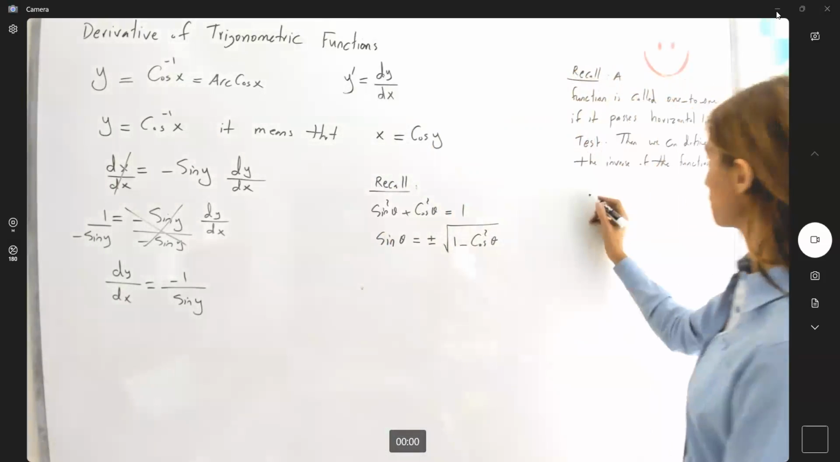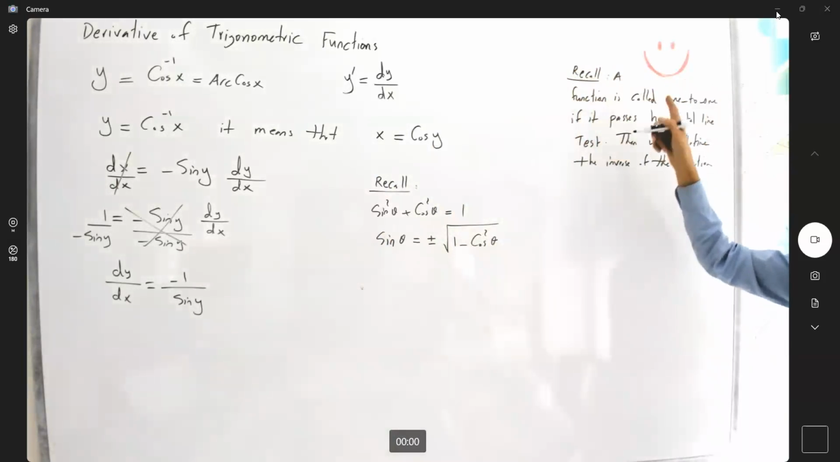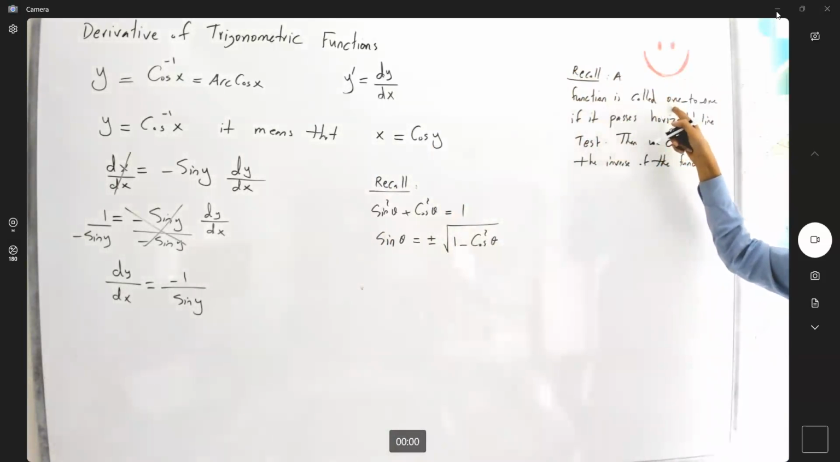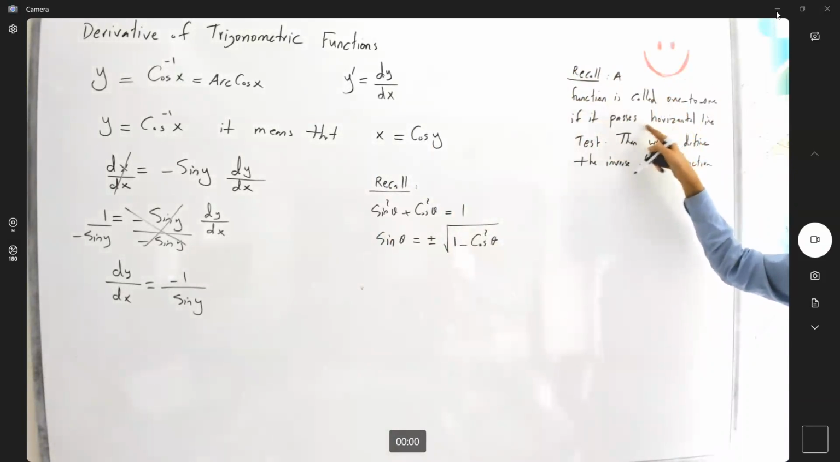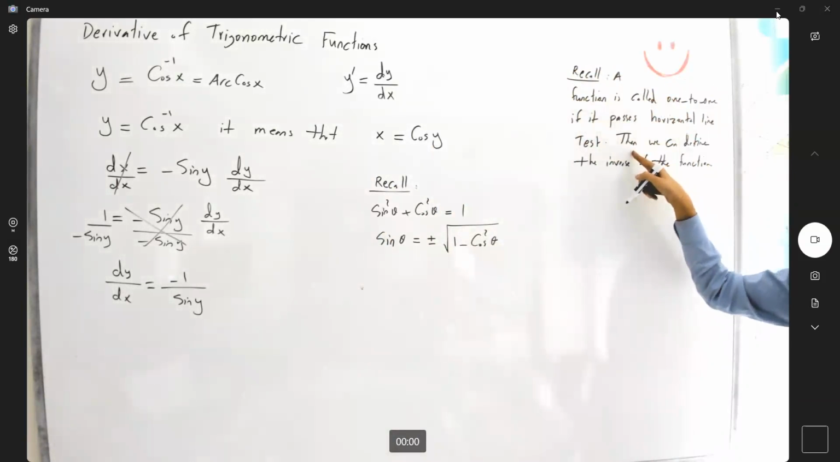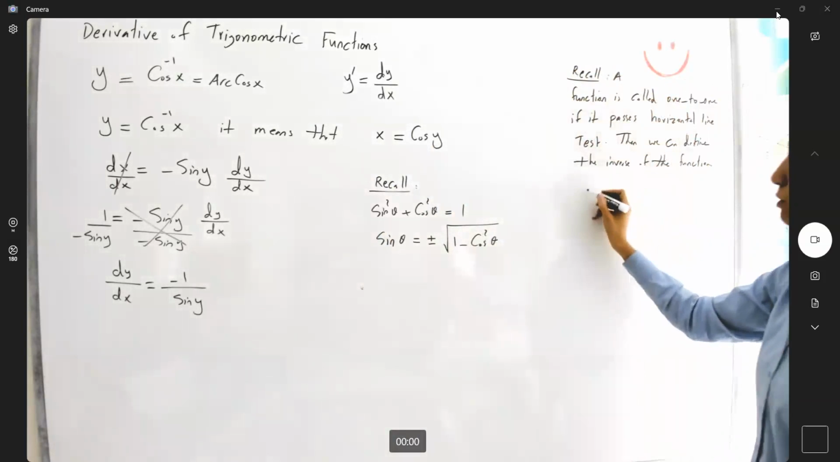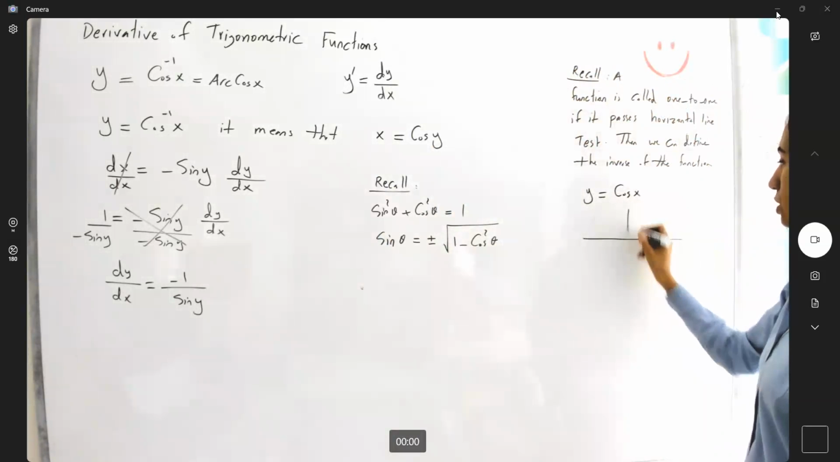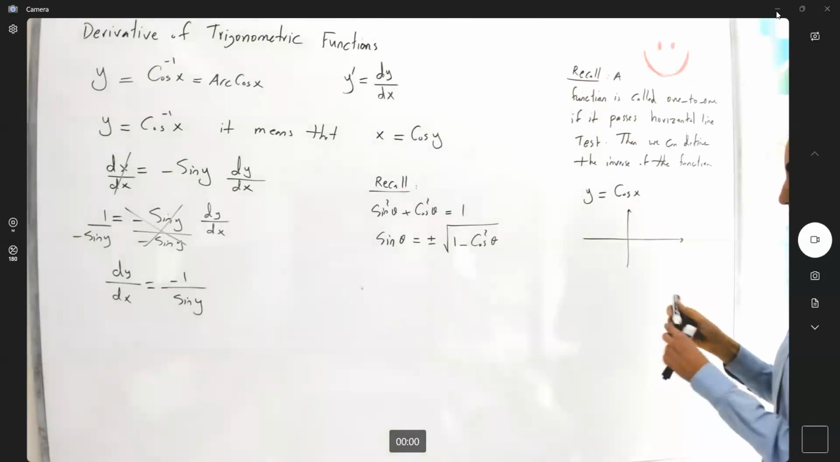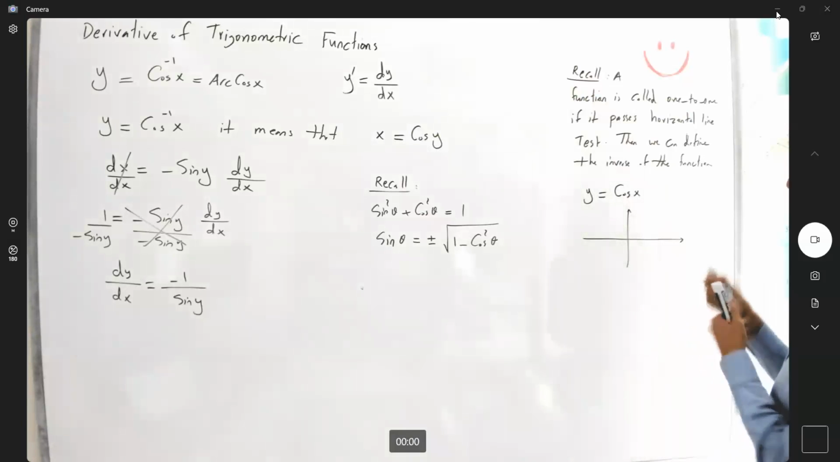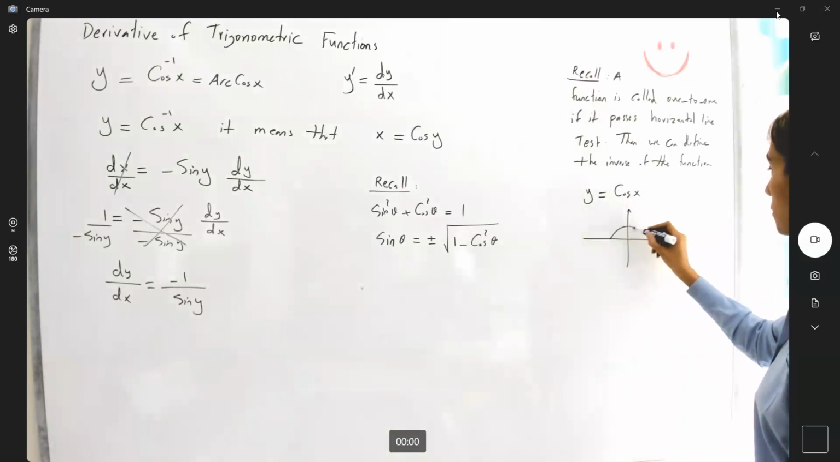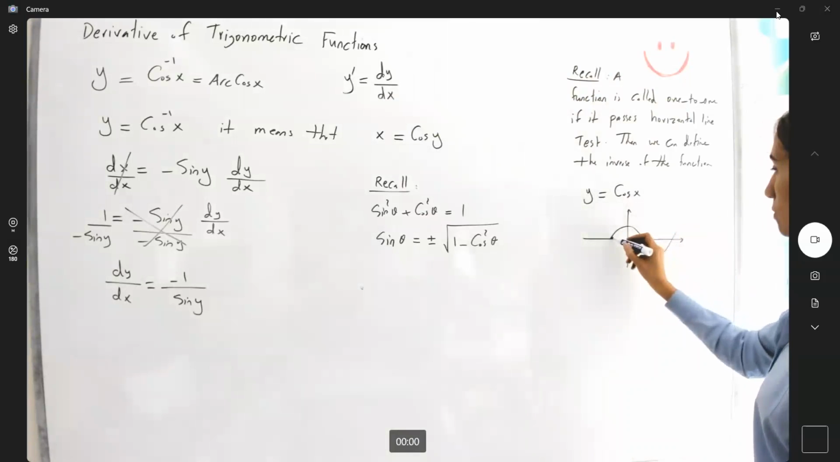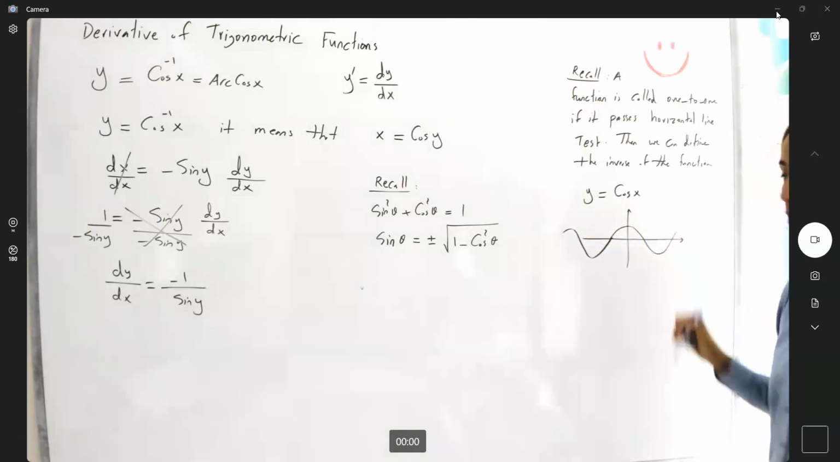Why is that? Recall that when we have a function, we say that the function is 1-to-1 if it passes the horizontal line test, and then we can define the inverse. So recall the function y equals cosine of x. This function oscillates on its domain, negative infinity to positive infinity. This is not 1-to-1 on its domain.